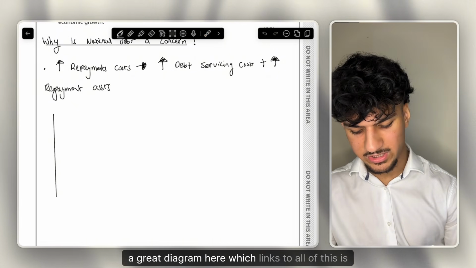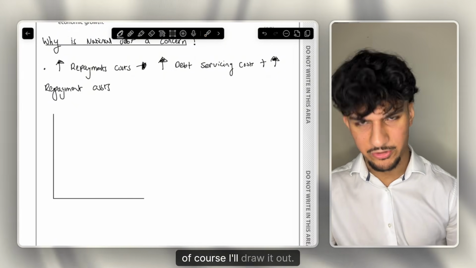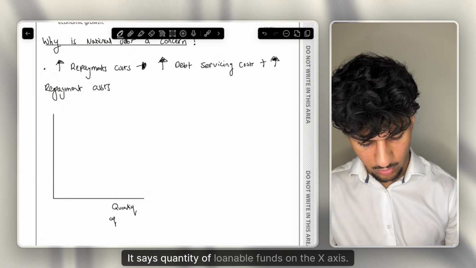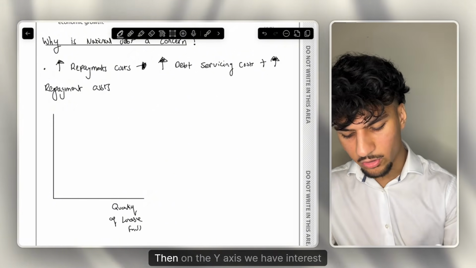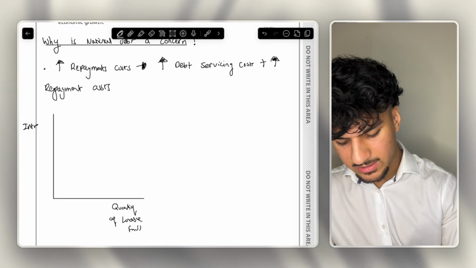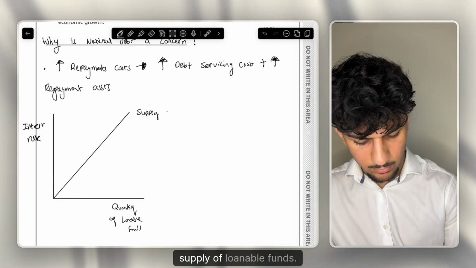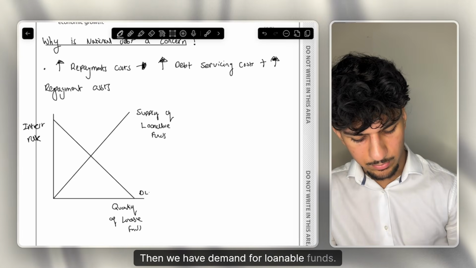A great diagram here which links to all of this is, of course, I'll draw it out and let's see if any of you guys can guess it. So it's quantity of loanable funds on the x-axis, and then on the y-axis we have interest rate, and then we have supply, and we'll label this supply of loanable funds, and we have demand for loanable funds.